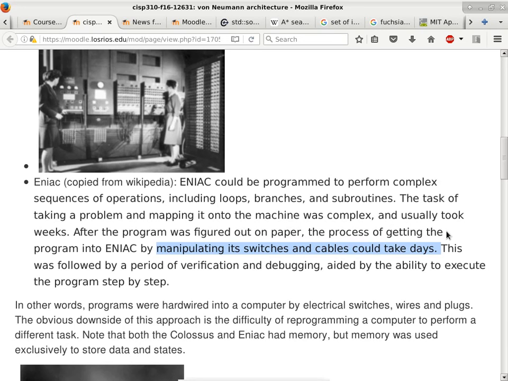So we are talking about computers that are programmable in a way because you can change the behavior, but not in a very convenient fashion. Okay, so that's how things used to be.